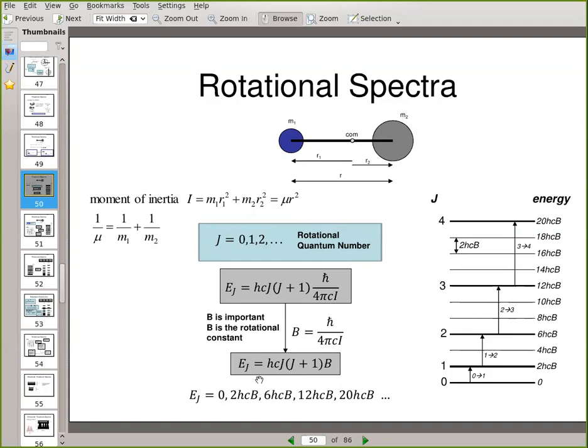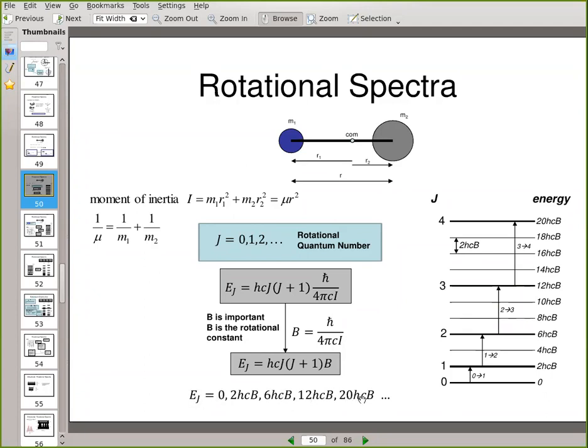And so if we put 0 into this, we'll get the lowest energy level. J is 0 times 0 plus 1, and that whole thing is going to drop to 0. Energy level 1, we put 1 into here, and so it's hcB into 1 times 2, so the next energy level is 2 hcB. For the next energy level, if you put 2 in there, you'll get 2 times 3 is 6, so you'll get 6 hcB and so on. And 3 times 4 is 12, 4 times 5 is 20. And so these are your energy levels.